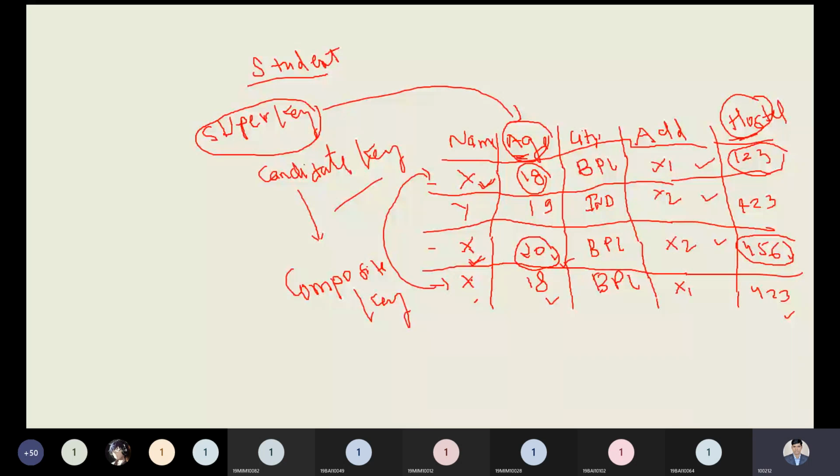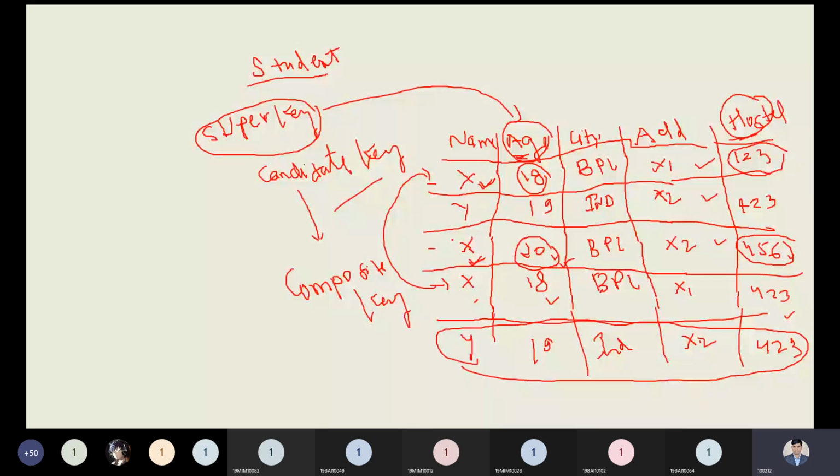But after putting in lots of effort, it is found that we have a student named Y, and a student who also belongs to the same age, that is 19. Another student also belongs to the Indore city, there is no doubt, and his address also belongs to Y2 or X2. Suppose we have X2, and we also have the same room, same hostel ID, that is 423. So there is no uniqueness in this record and that record. So how can you differentiate these two records?